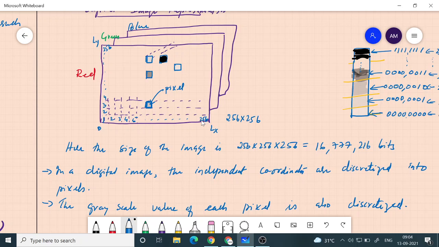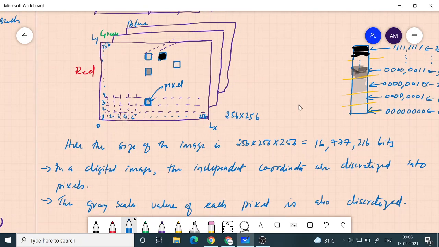And since it is a color image, you will have one such array for red, another for green and another for blue. So is it clear? Your question is answered?